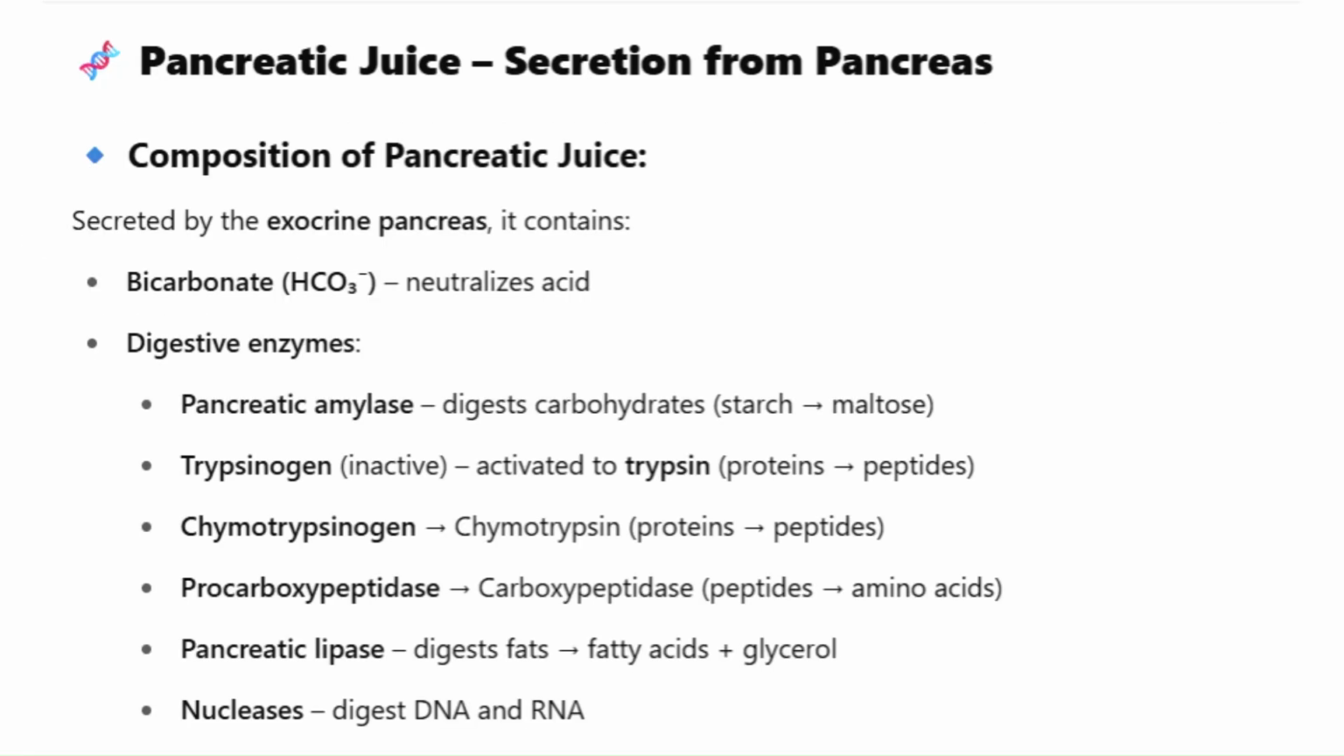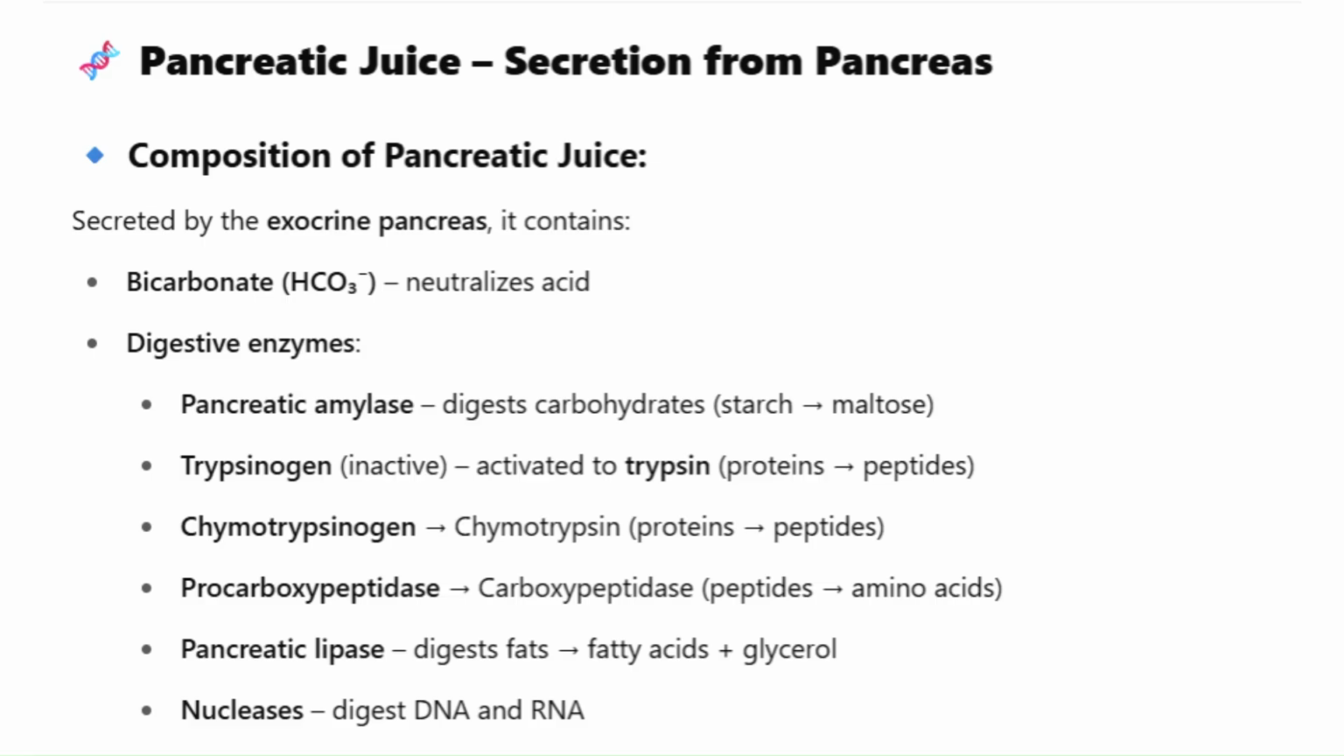Pancreatic juice. Secretion from pancreas. Composition of pancreatic juice. Secreted by the exocrine pancreas, it contains bicarbonate, HCO3, which neutralizes acid. Digestive enzymes. Pancreatic amylase digests carbohydrates, starch into maltose. Trypsinogen, inactive, is activated to trypsin, which digests proteins into peptides.